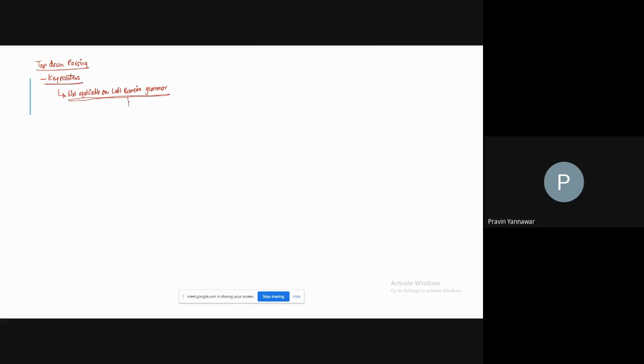So if your grammar is left recursive, you need to eliminate left recursion and proceed for parsing.